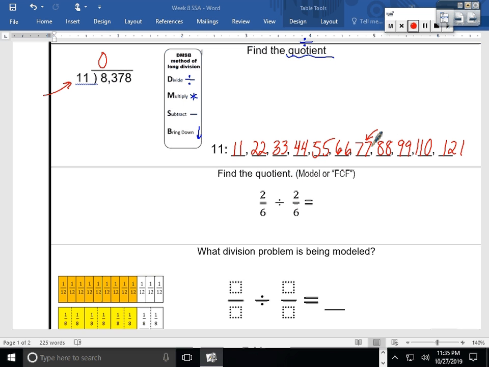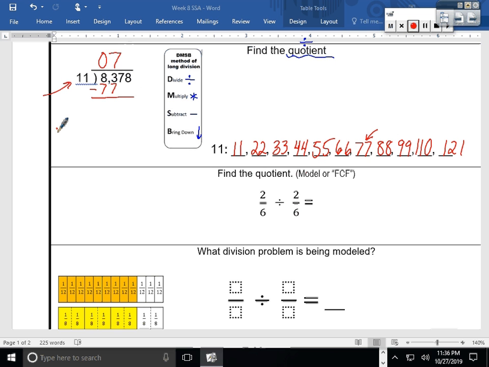Well, we know 11 goes into 83 1, 2, 3, 4, 5, 6, 7 times. That 7 goes in my quotient. That's my answer to that division problem. And then I would multiply. 7 times 11 is 77. So we've done our division. We're multiplying now. Next step says subtract. So let's subtract these numbers.